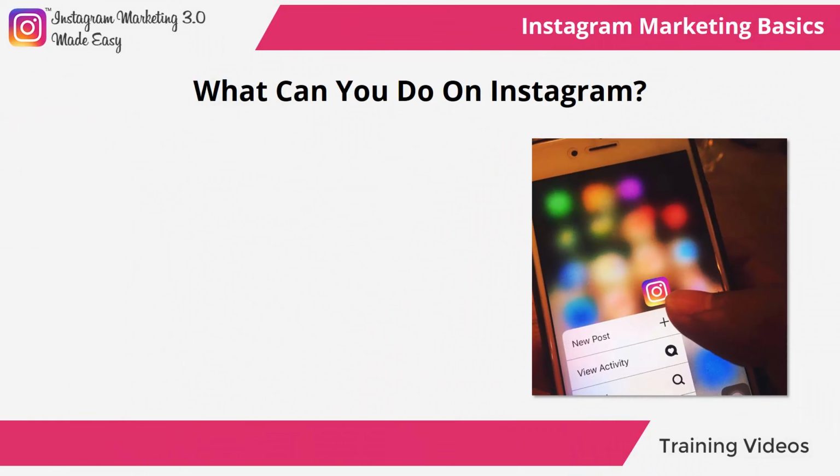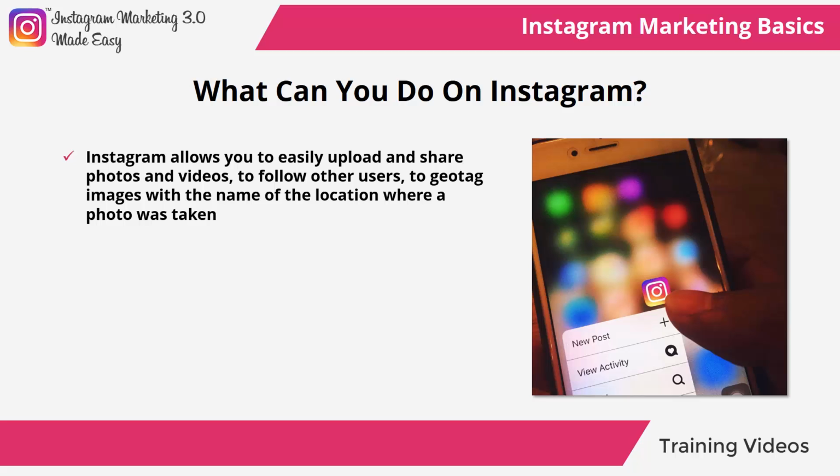What can you do on Instagram? Instagram allows you to easily upload and share photos and videos, to follow other users, to geotag images with the name of the location where a photo is taken, to connect your Instagram with other social networking accounts, and to use hashtags to make your content easier to find.